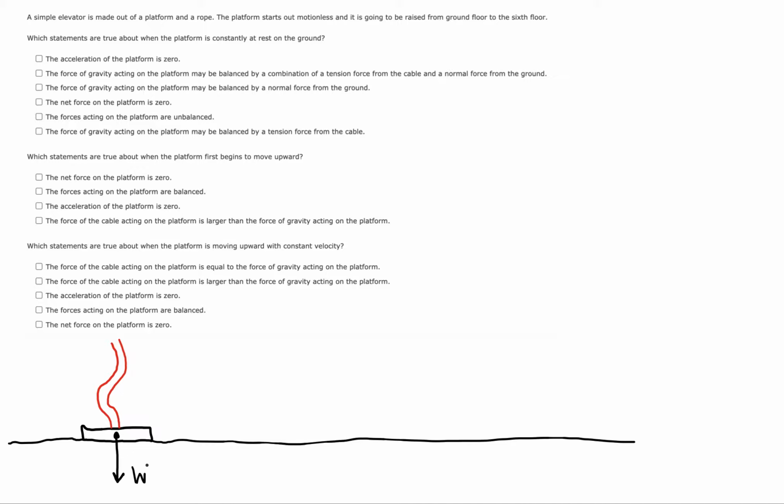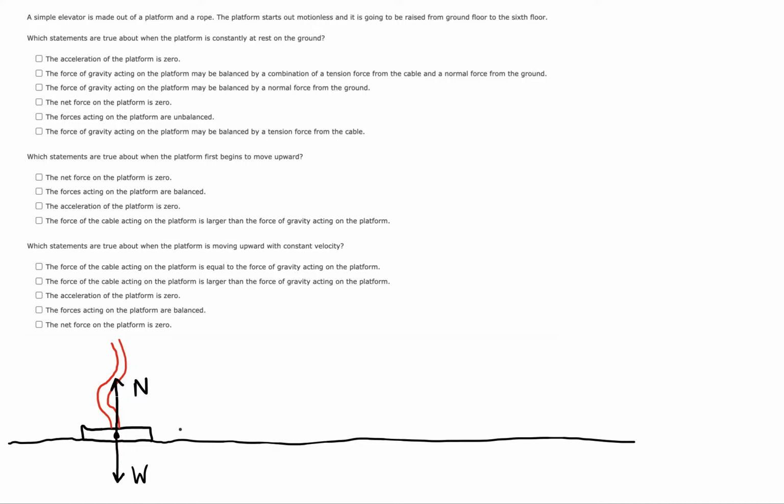Because you have the weight of the platform, it's got some mass, so it's heavy. There must be something counteracting that. So what's counteracting it? There's going to be a normal force from the ground that's actually doing the job of holding that platform up and counteracting the weight.